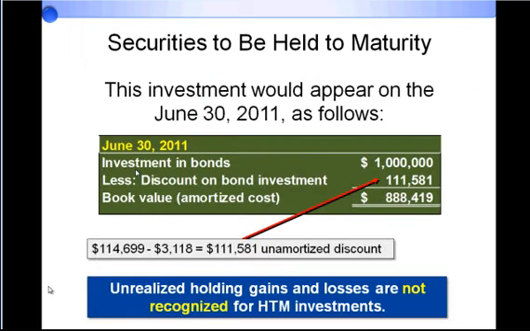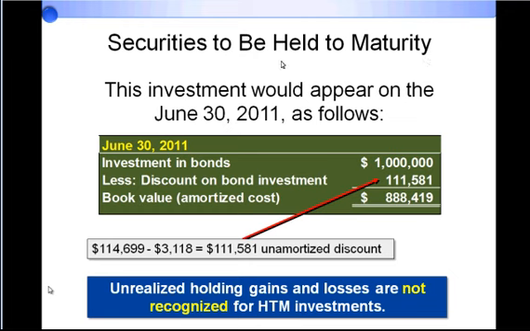And here's how it looks on the books. We have the face value of $1 million, less discount on bond investment, which is going to change over time. It's going to decrease. And then the book value is going to be amortized cost, which in this case is $888,000.